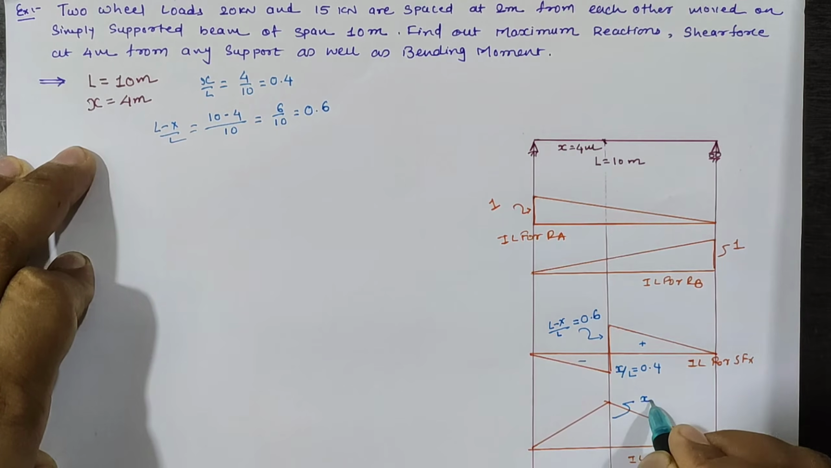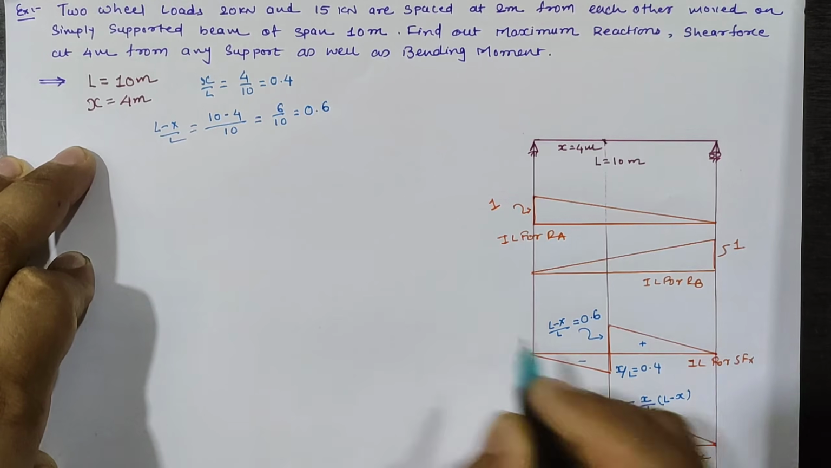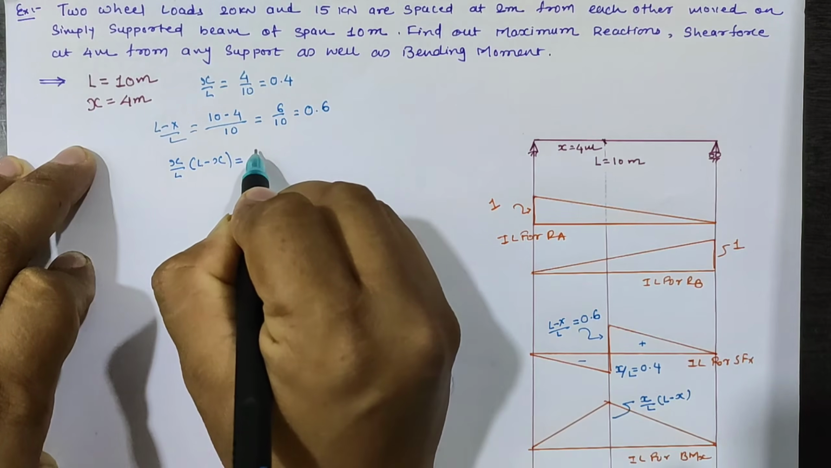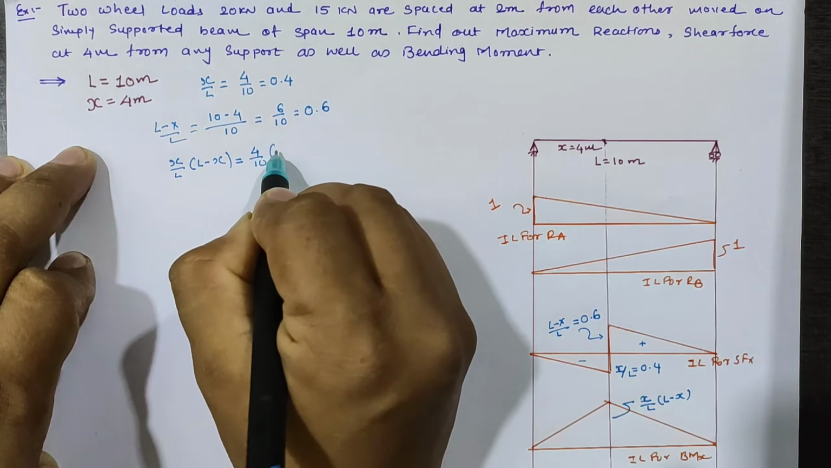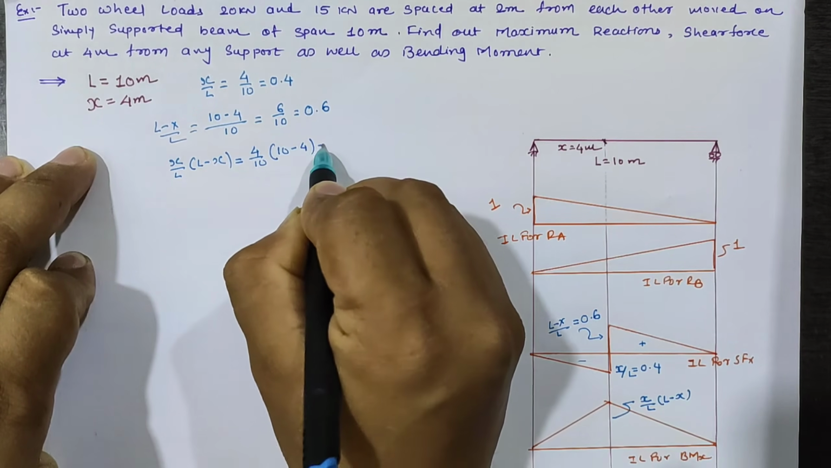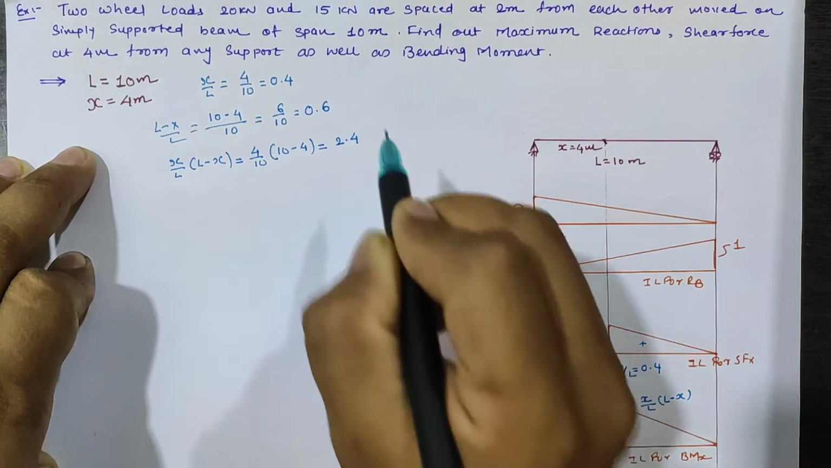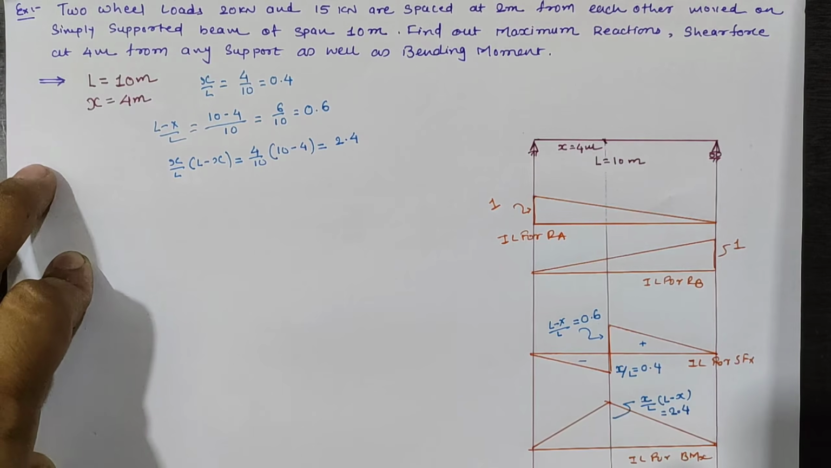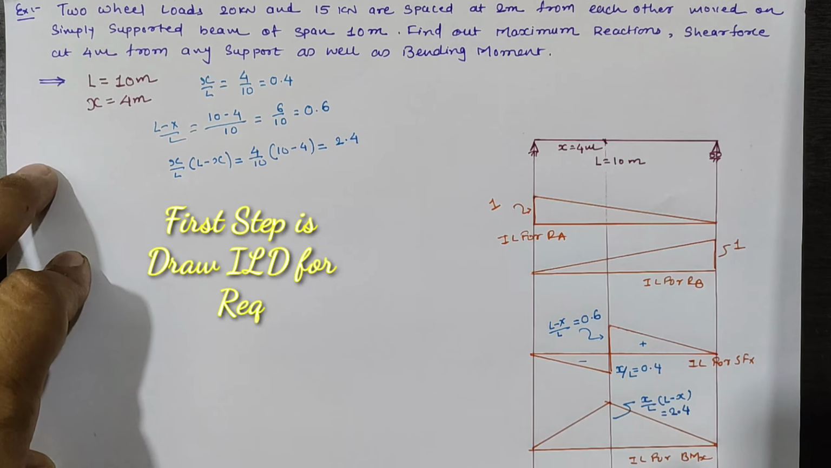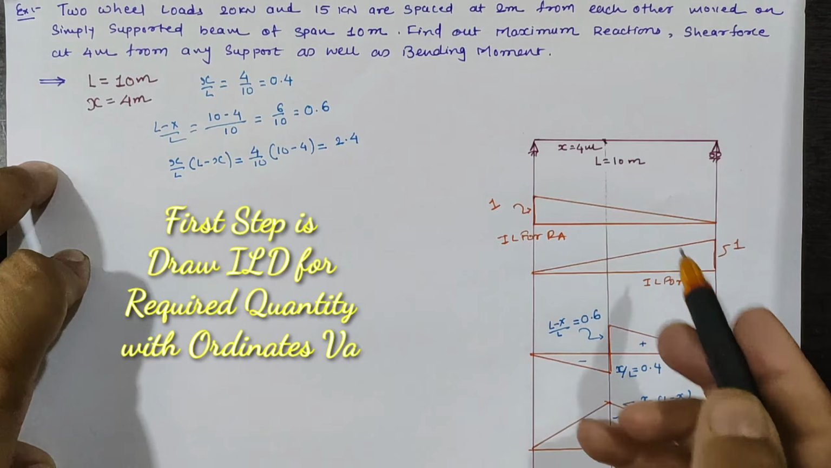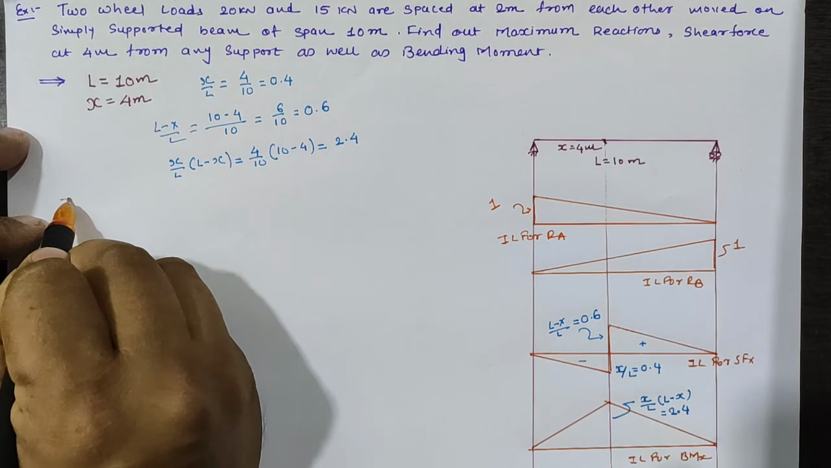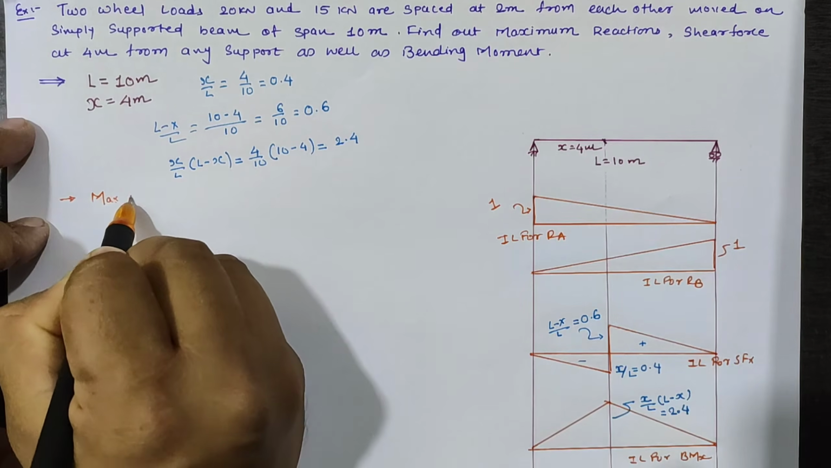Similarly, for bending moment, the value is x by L into L minus x, which is equal to 2.4. So the first step is to draw the influence line diagram for the required characteristics and put all the ordinates according to the equations as we derived for the simply supported beam. Now first of all, we are going to calculate the maximum reaction.